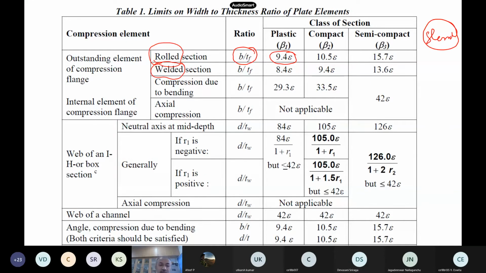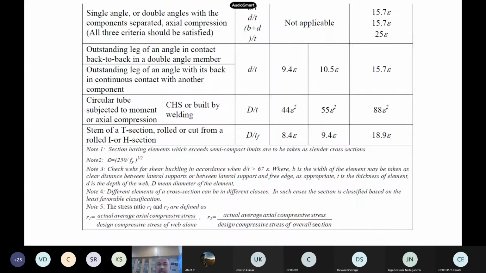So they give limits for the I section, then the web of a channel section, and the thickness of the web, so they give all these limiting states. For an angle section under compression due to bending, what are the limits? For single angles and double angles, there is no plastic or compact section. They may come into the semi-compact sections itself. And for the outstanding leg, they give these types of limits for classification of sections.